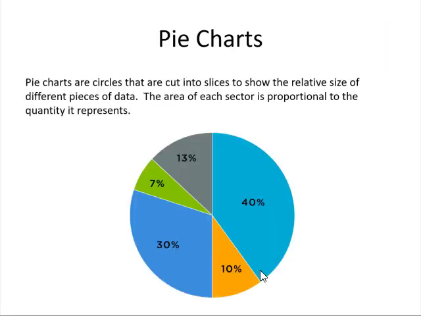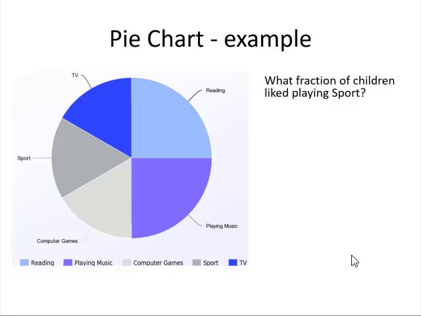Pie charts. Pie charts are circles that are cut into slices to show the relative size of different pieces of data. The area of each sector is proportional to the quantity it represents. For example, the grey sector here is 13%, and it takes up 13% of the pie chart, and it is worth 13% of the value of the total that we're looking at. Let's look at an example.